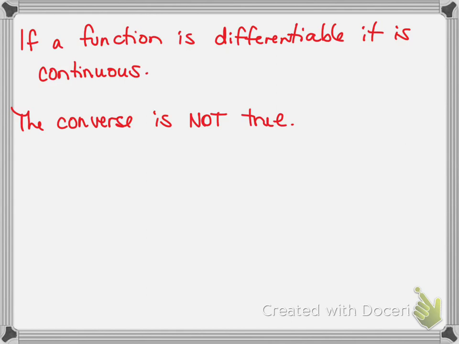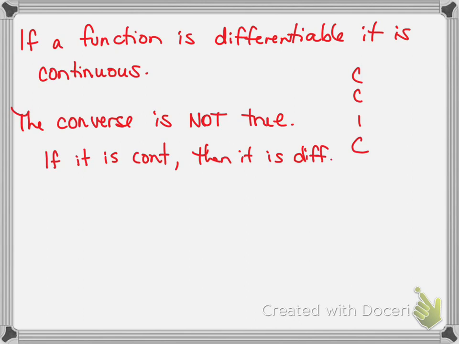In geometry, you might remember where we did CCIC, and we had the conditional, converse, inverse, and contrapositive. The converse was the logical statement that switched the hypothesis and the conclusion. So it is not true. You cannot say if it is continuous, then it's differentiable. So that's not true. Not always. That is not always true. Let me give you some cases where it's not.